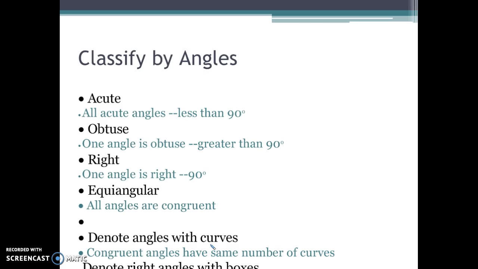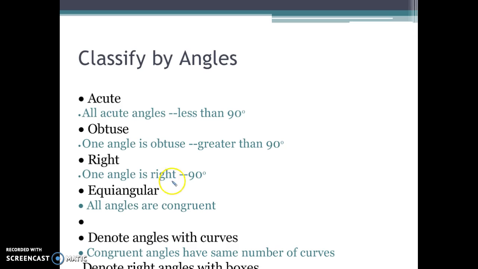So classifying triangles by angles. You can have an acute triangle, an obtuse triangle, a right triangle, or an equiangular triangle. So an acute triangle is where all angles are less than 90 degrees. An obtuse triangle means that only one angle is obtuse and the other two have to be acute. And a right triangle has one right angle and the other two are acute. And then equiangular is where all angles are the same.